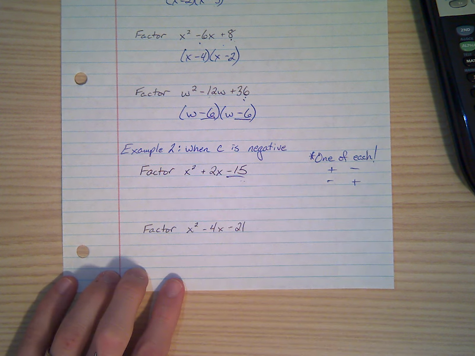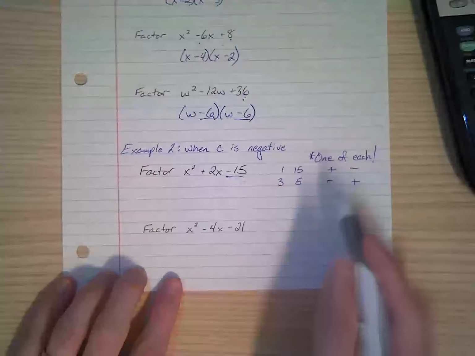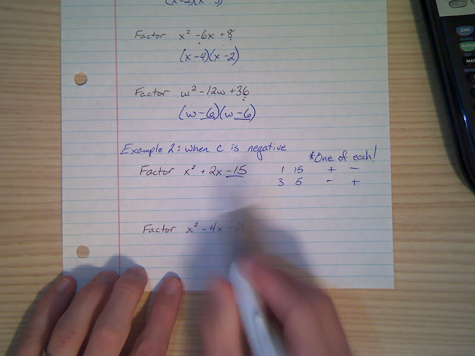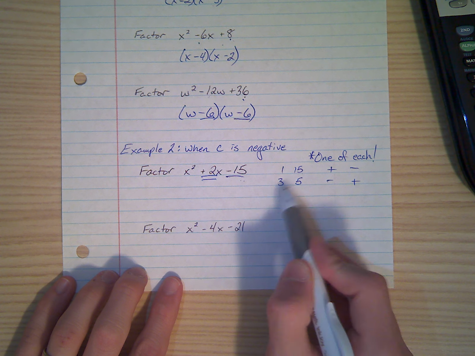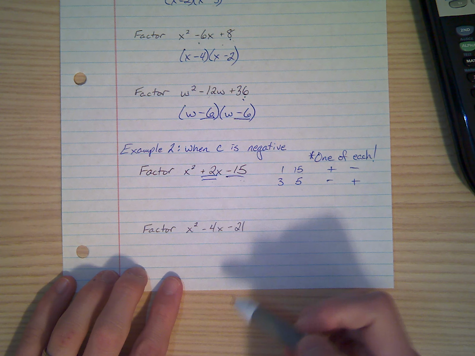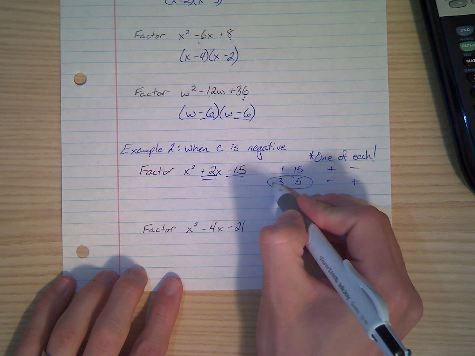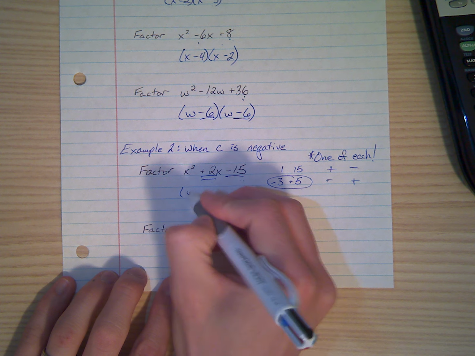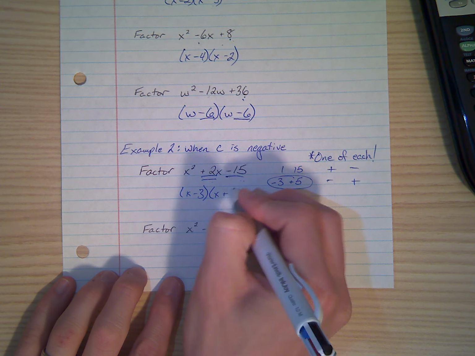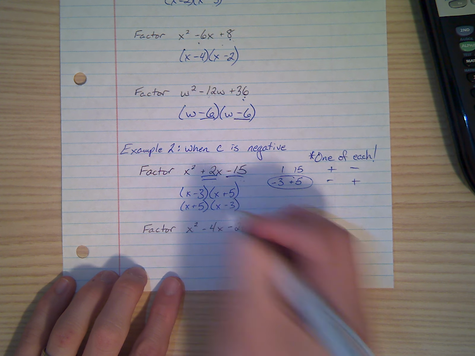So what are the factors of negative 15? Think of 15. Again, you get 1 and 15 or 3 and 5. You know you have to have one of each, and you need to make a positive 2. Well, how can you combine either 1 and 15 or 3 and 5 to make a positive 2? If you choose the 3 and the 5, if the 3 is negative and the 5 is positive, when you add those together, you get positive 2. So this would be x minus 3 and then x plus 5. Or you could write x plus 5 and then x minus 3.